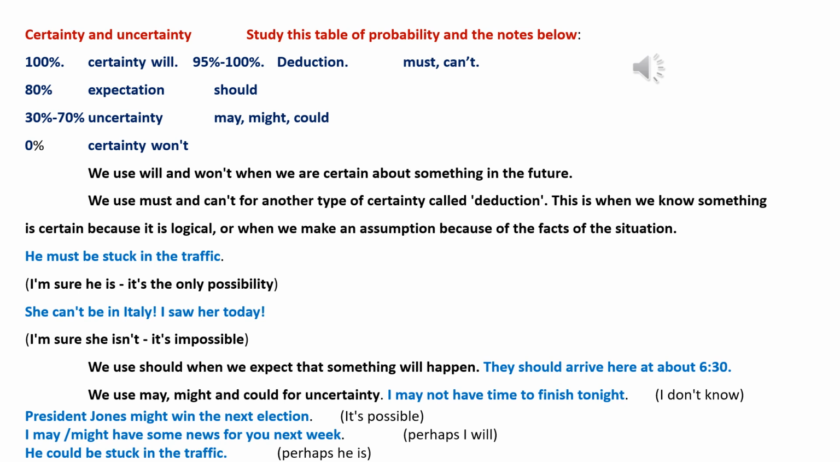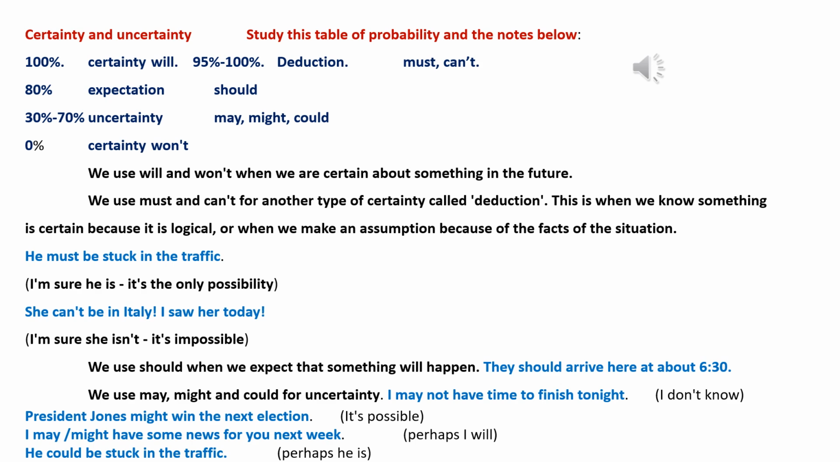They should arrive here at about 6:30. We use may, might and could for uncertainty. I may not have time to finish tonight. I don't know. President Jones might win the next election. It's possible. I might have some news for you next week. Perhaps I will. He could be stuck in the traffic. Perhaps he is.